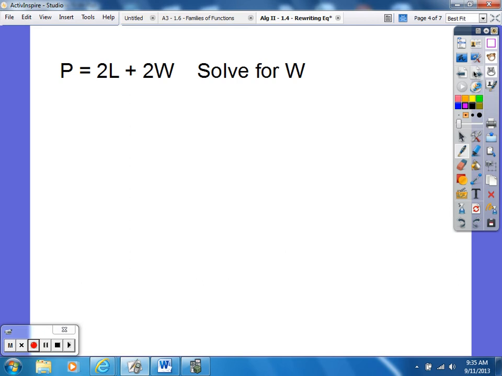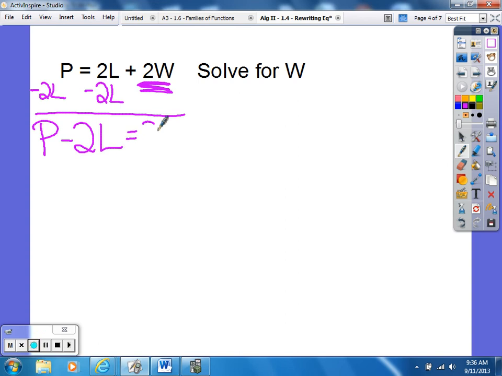All right. I'm going to go back to Nate. Nate, is there anything up there that scares us? Okay. All right, so there's no fractions. Good. Now, do you see addition or subtraction? I see addition. Good. So I need to use the opposite somewhere in here. Meaning I need to move the 2L to the other side. And in this case, I get to subtract 2L. I'm going to write it P minus 2L equals 2W.